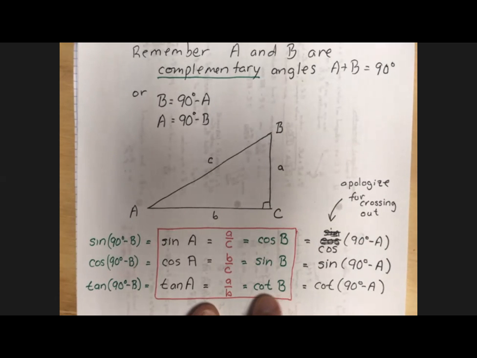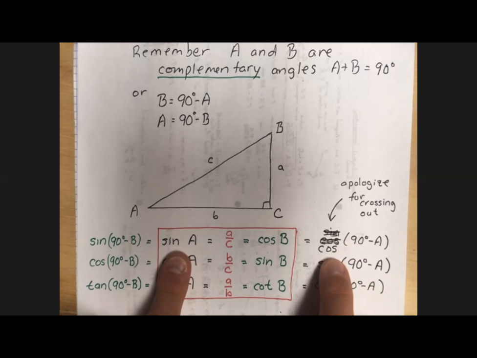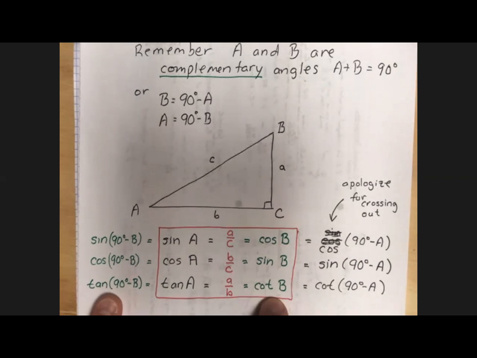So you could say cotangent of B, and B is 90 minus A. You could say tangent of A is cotangent of 90 minus A. Cosine of A is sine of 90 minus A. And sine of A is cosine of 90 minus A. Sorry for the scribbling. You could also say the cosine of B is the sine of 90 minus B. The sine of B is the cosine of 90 minus B. And the cotangent of B is the tangent of 90 minus B.